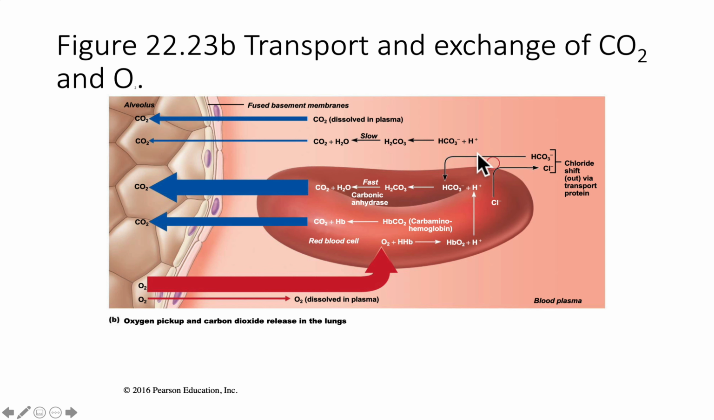Now, when we go outside the red blood cell, again we have our bicarbonate and we have a hydrogen ion. It forms carbonic acid. Slowly, the carbonic acid then dissociates into water and carbon dioxide. Again, this process happens much slower than it does inside the red blood cell because inside the red blood cell, there's carbonic anhydrase that speeds up the dissociation of carbonic acid into carbon dioxide and water.